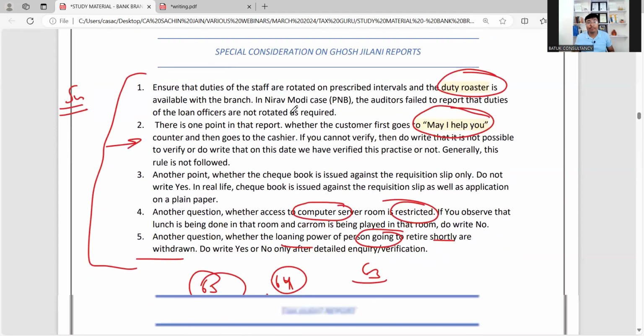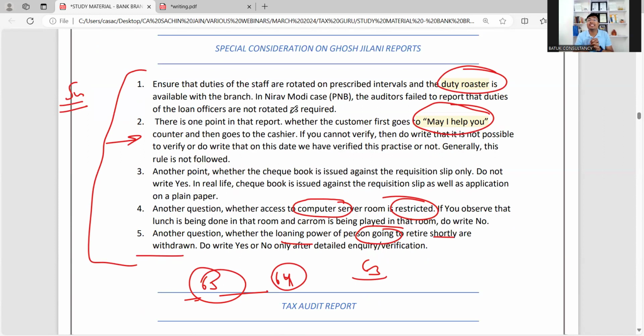So these are the important points with regard to the Ghosh and Jilani report. There are multiple questions there. I have just discussed certain specific points which are very much relevant. Okay. So यहाँ तक सब कुछ clear है क्या? This Ghosh and Jilani report को पढ़ने में आपको मजा आया क्या? Because if you read that particular report, really you will enjoy it and you can easily check it.